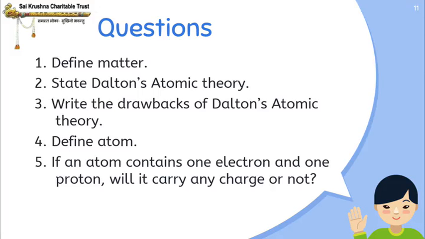Fourth question, define atom. And fifth question, please think and then answer this question, children. If an atom contains one electron and one proton, will it carry any charge or not? Please think, children. Electron carries a negative sign and proton is positive. So when -1 and +1 are there, will it carry any charge or not? So please think and then answer this question.